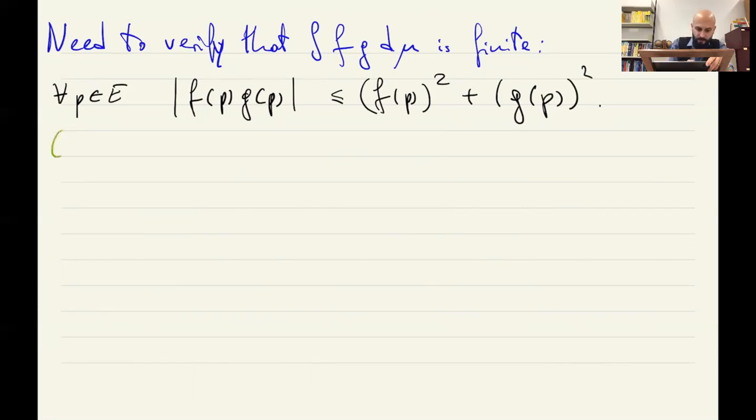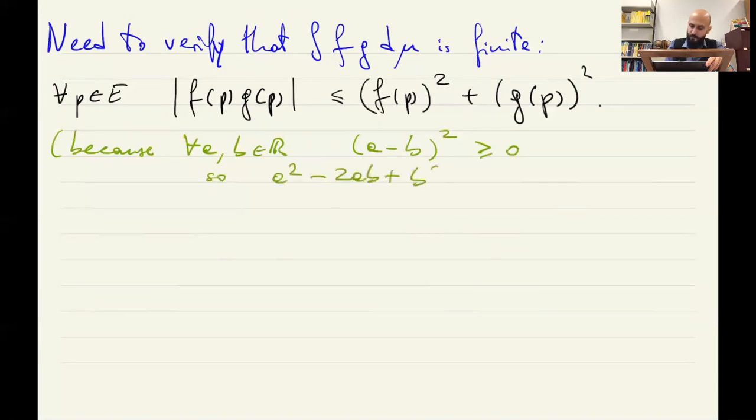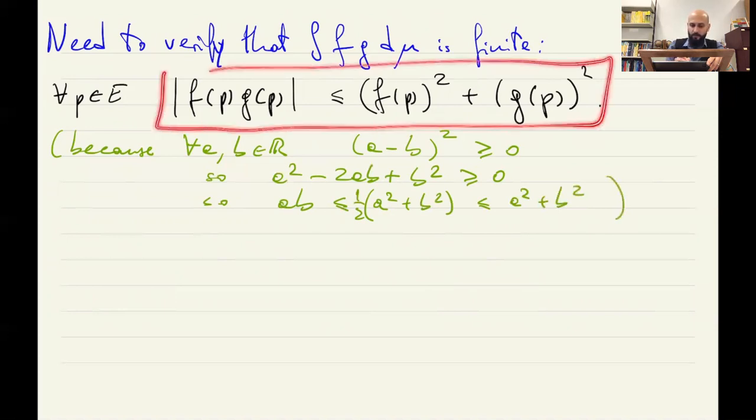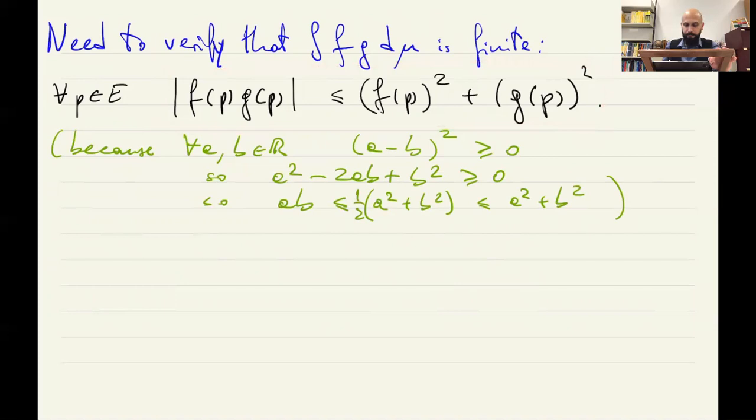Let's write something. For any a and b in R, one starts by observing that (a - b)^2 is always greater than or equal to 0. So a^2 - 2ab + b^2 is greater than or equal to 0, which means that ab is less than even 1/2 of (a^2 + b^2). So this is what we use for numbers.